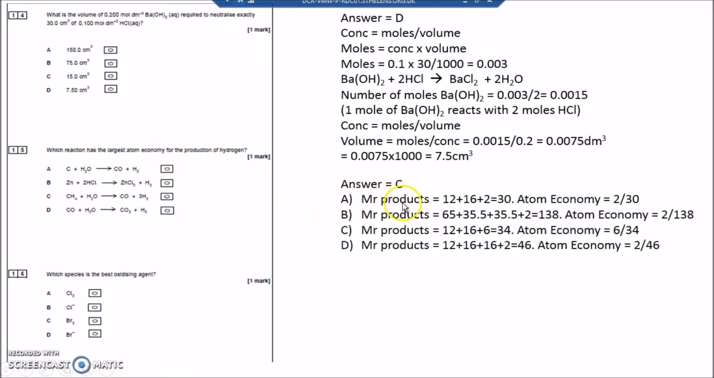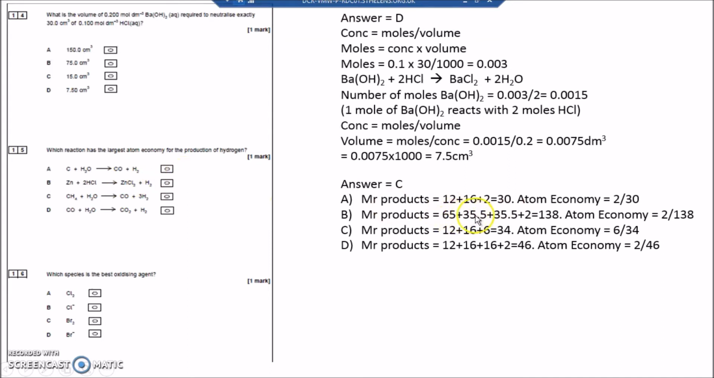So what I've got to do is, to work out the atom economy, I work out the relative formula mass of the products. So the relative formula mass of the products for each of these, I've got a CO and an H2 rather. So I've got a 12, I've got a 16, H is a 1, so that's 2, 30.